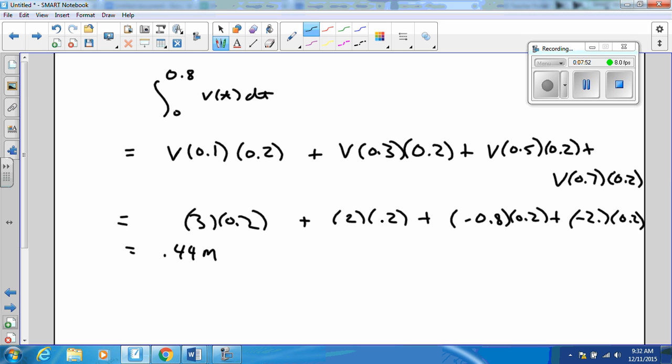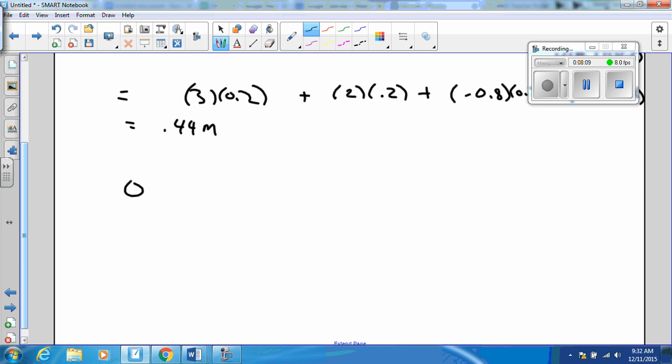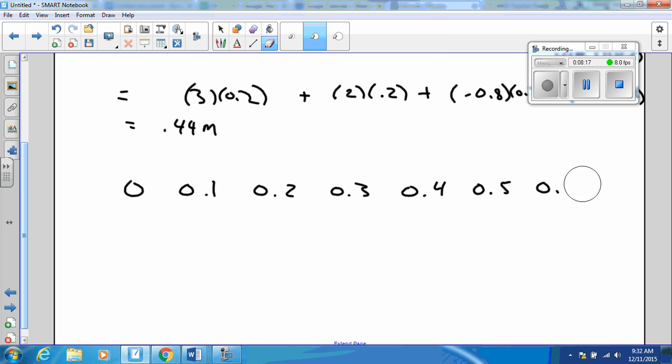Just like so. Yes? When we were learning about midpoint sums, you said c_i equals x_i plus x_i minus 1 divided by 2. Yep. What is that? Okay. So let's actually get our data table up here.